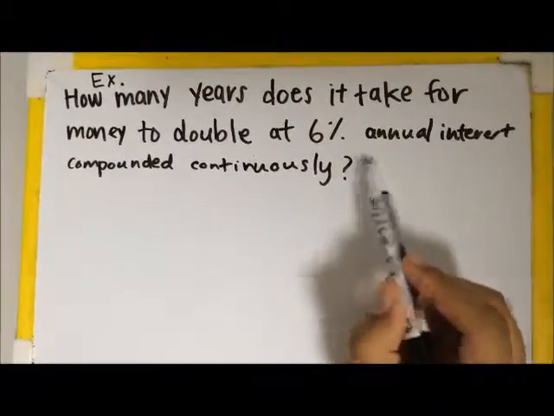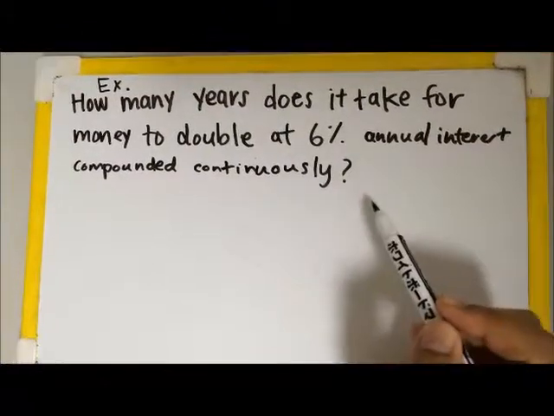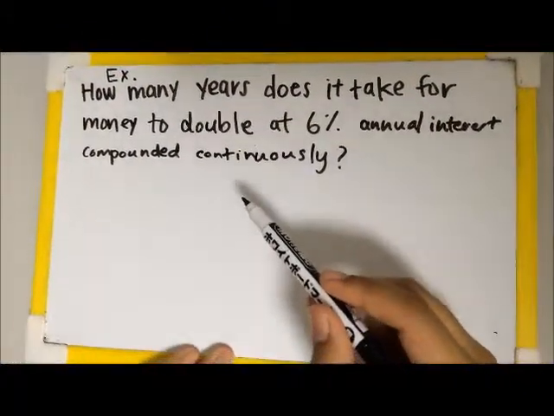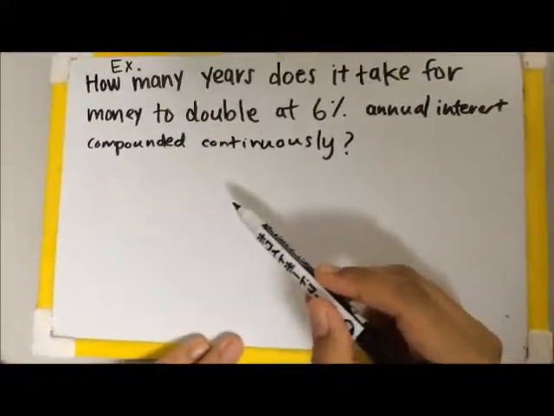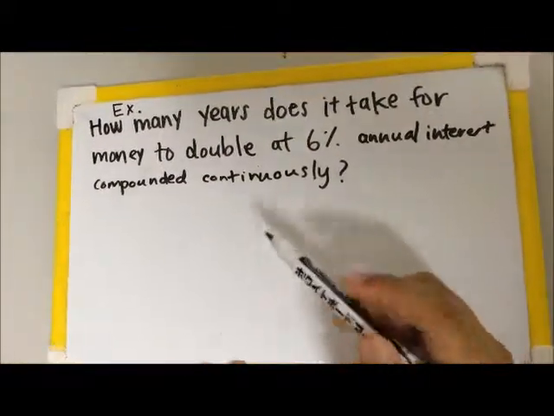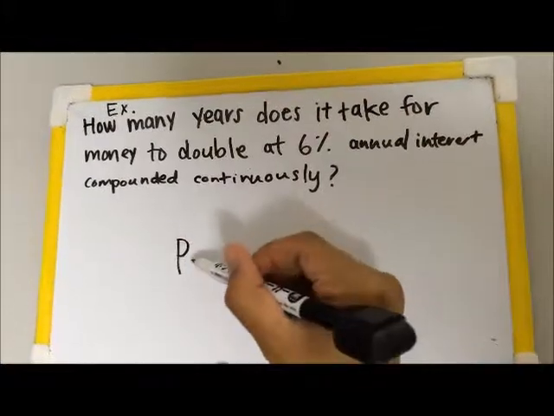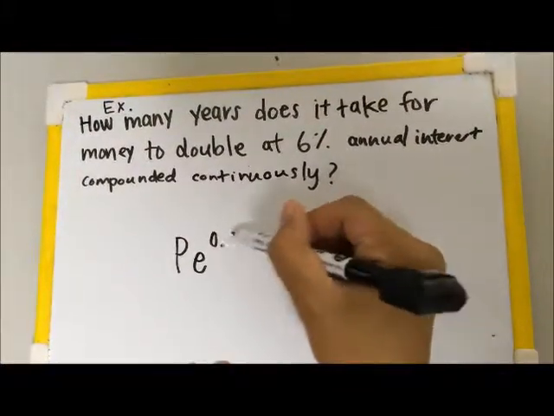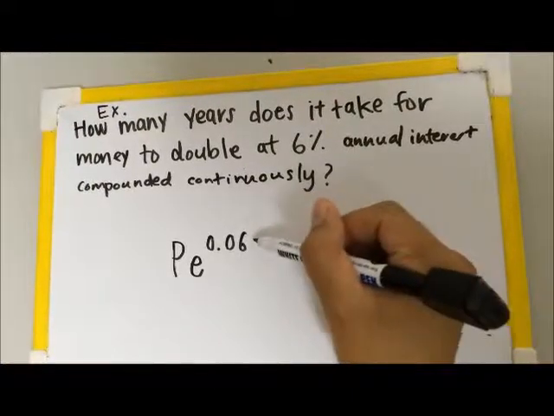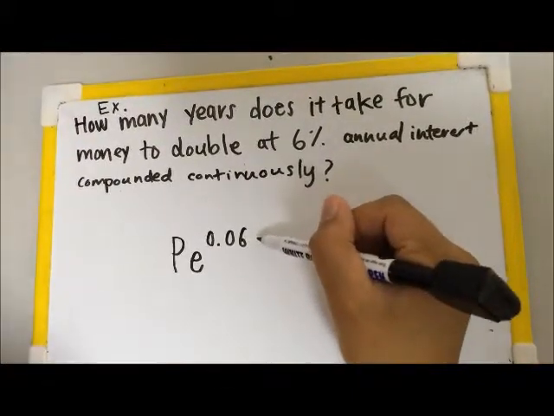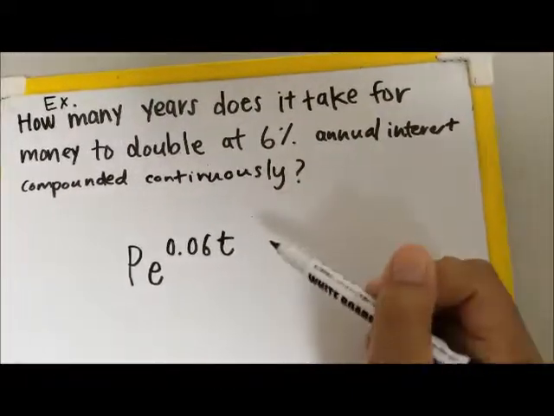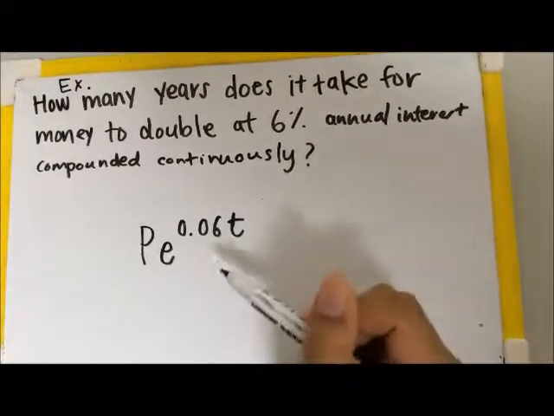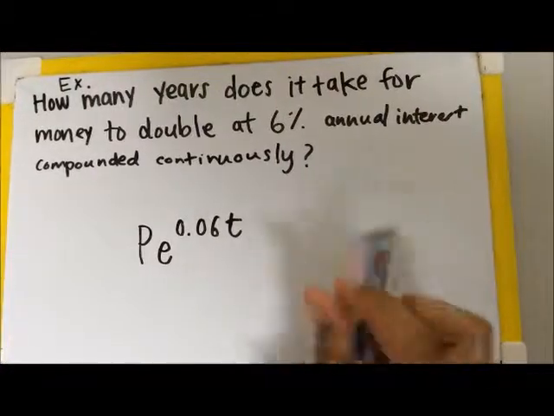Now let's move to another example. The question is how long does it take for money to double at 6% annual interest compounded continuously? After T years, an initial amount P compounded continuously at 6% annual interest grows to P times e to the power 0.06 times t, and we want this to equal twice the initial amount.